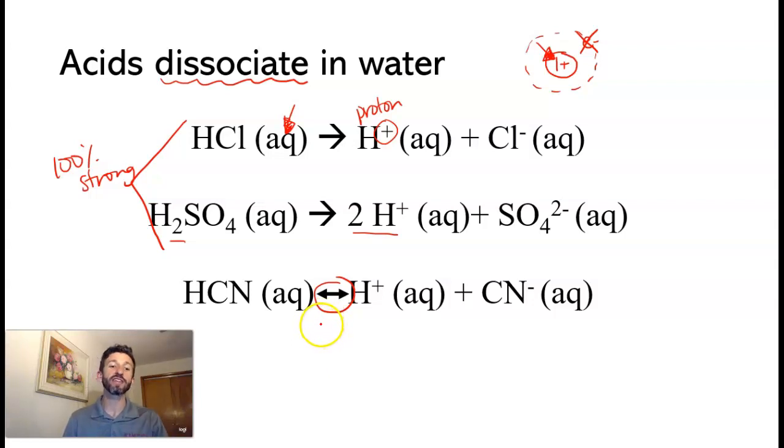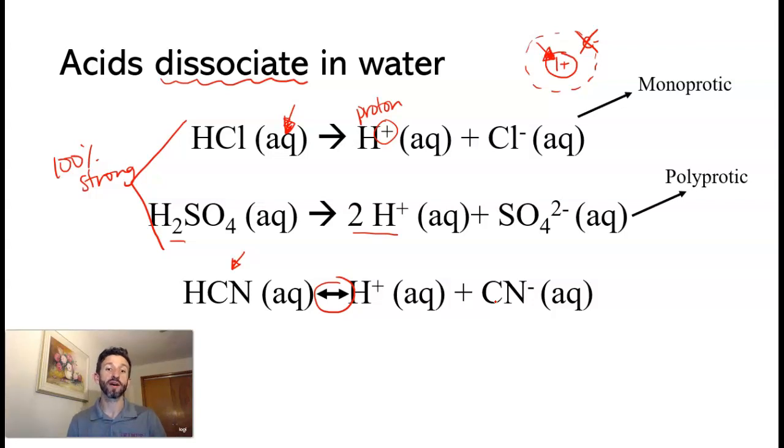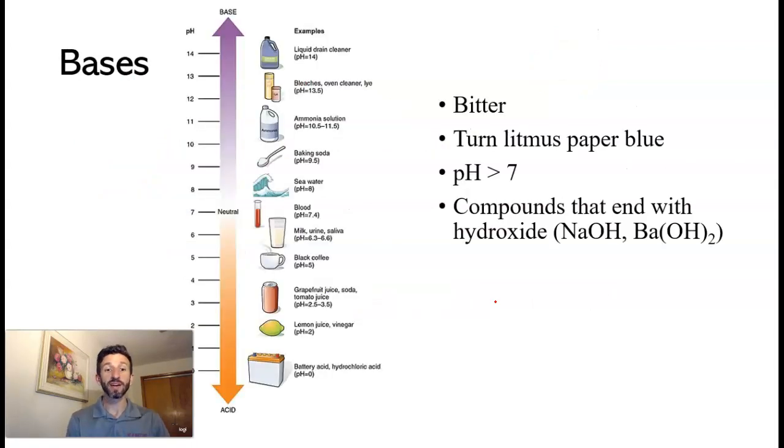So they tend to favor the reactants, and only a little bit of this here will dissociate into the hydrogen ion or the proton, and in this case here the cyanide ion. But acids dissociate in water. When you dissociate and you release only one proton, you're called monoprotic. So if you release more than one, like sulfuric acid, you're a polyprotic, and of course hydrocyanic acid there is monoprotic as well.